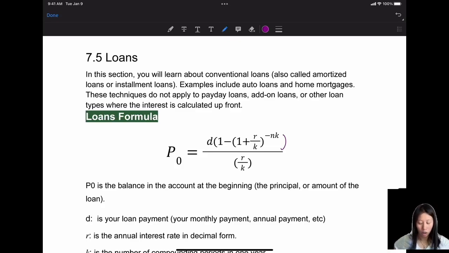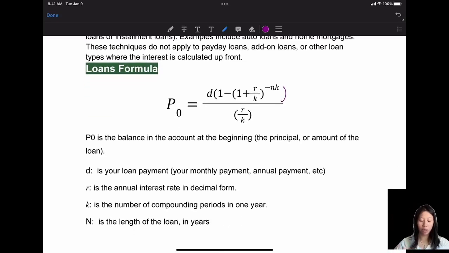Okay, so here's the formula, exactly the same as the payout annuity, except that P sub zero is the balance at the beginning, meaning how big a loan you can get at the beginning. D is your loan payment, which you can think of as the monthly, annual, or daily withdrawal that the car lender is trying to get from you. R is the interest rate, K is the number of compounding periods in a year, and N is the length of the loan in years.